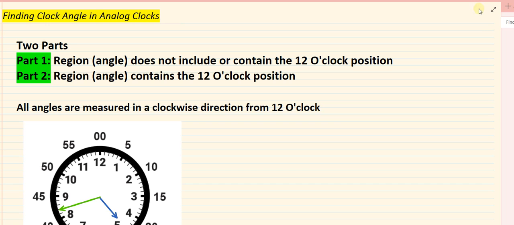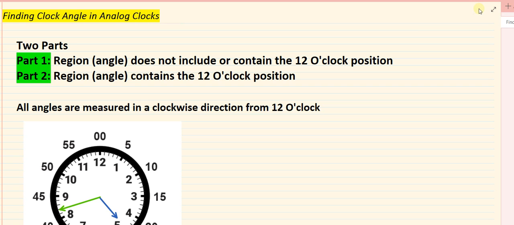In this video, I'm going to try to derive the general formula for finding the clock angle, the measure of the central angle that is formed by the two hands, the minute hand and the hour hand, in an analog clock. So we're going to have two parts for this.